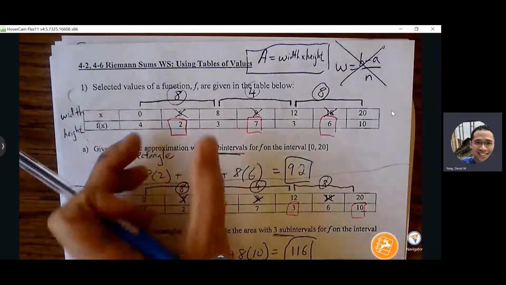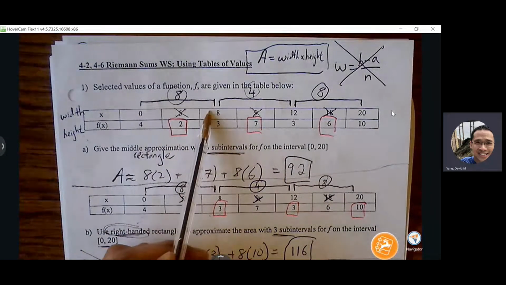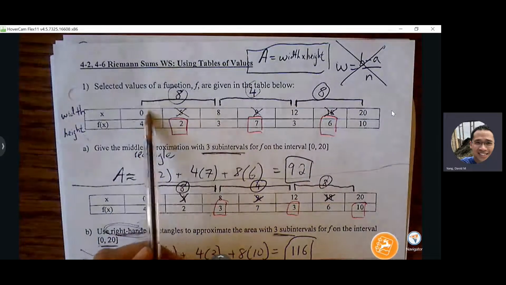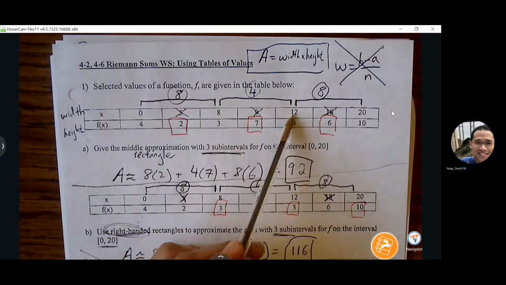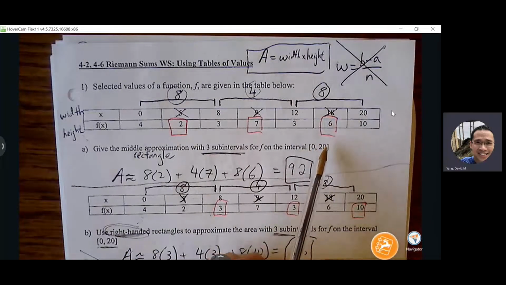Okay, and now next we want to find the width. When you find the width, make sure that you're not adding the 2 numbers together, right? You want to find the distance between these 2 values. So it's 8 minus 0, which is 8. 12 minus 8 is 4. 20 minus 12 is 8. That's how you find the width.